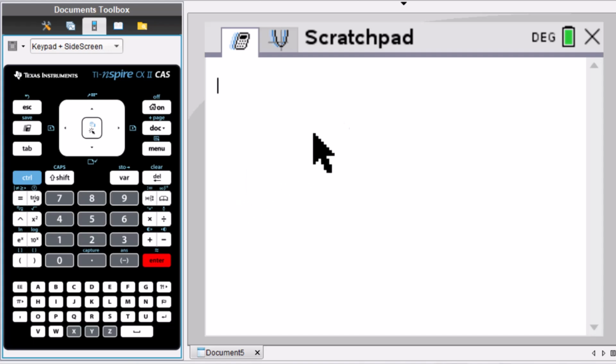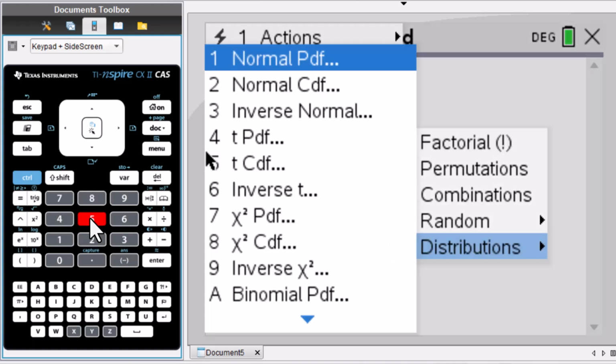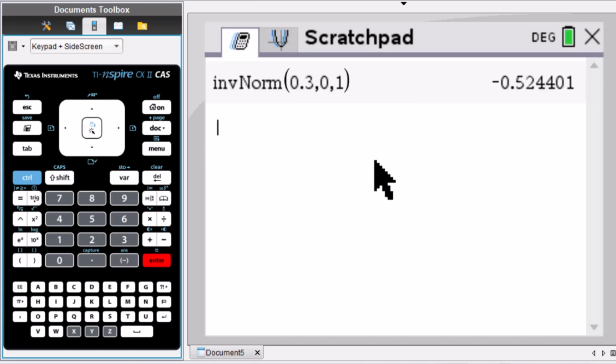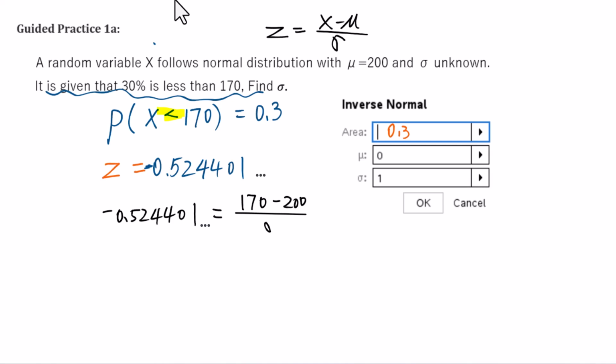Let's go to calculator. Menu 5 5 3, 0.3 for area. Enter. This is our Z-score. Z-score is negative, which means the data is less than the mean. Then use this formula to work out sigma. X is 170 minus 200 over sigma.